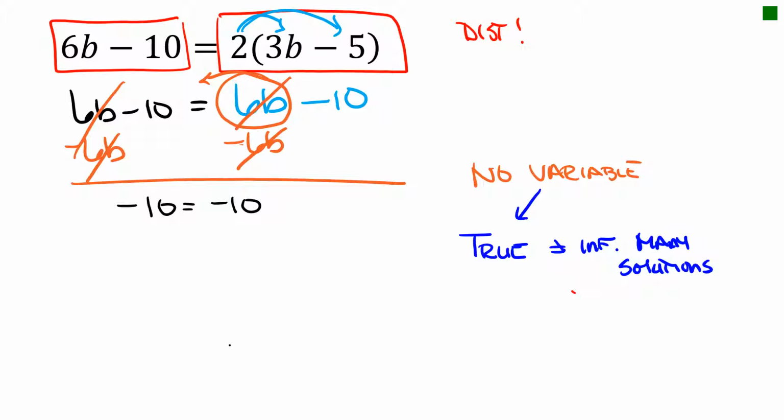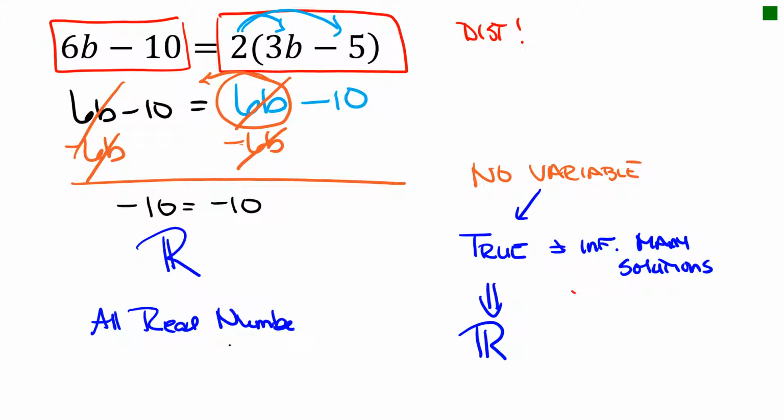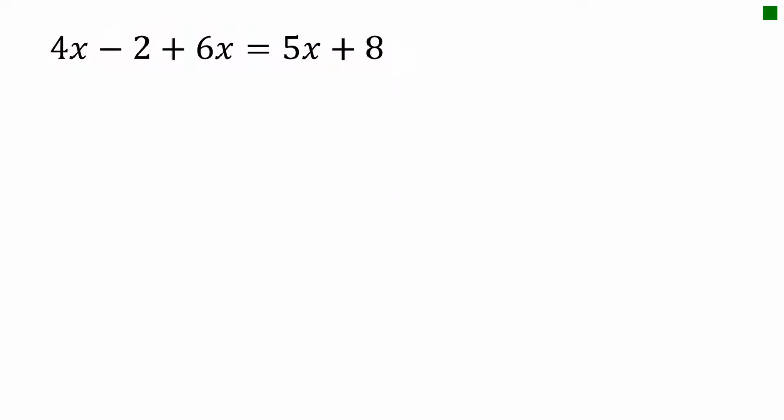So this answer, if it's true, tells you that the solution is all real numbers. Remember, that's the symbol for all real numbers. In Lon-Capa, you'd actually probably have to write "all real numbers." Okay, sorry about that little mess up there, but we're good.